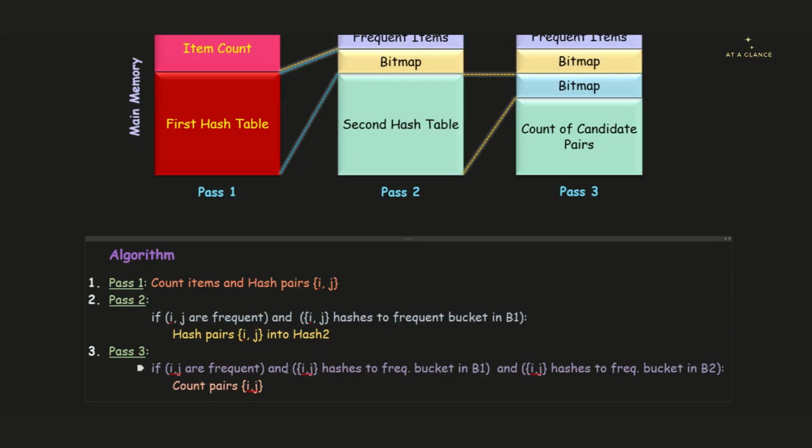So this is how the multi-stage PCY algorithm works in three passes. I hope that is clear. I'm sure that by looking at this algorithm, you might have got a simple picture of how it works. And yes, I'm also sure that not everything has been cleared up, but we are going to look into one example which will clear all your doubts.